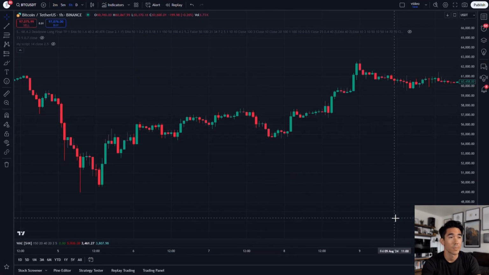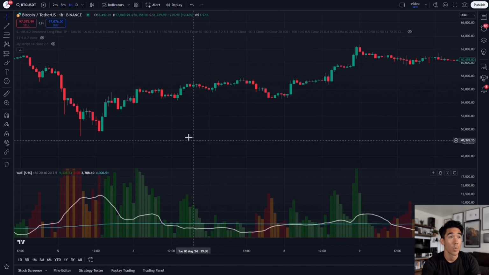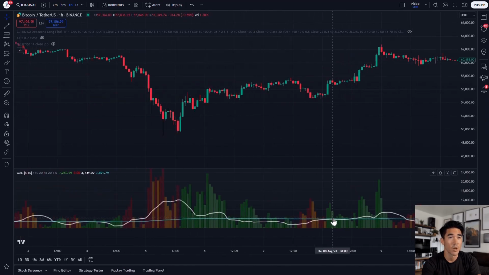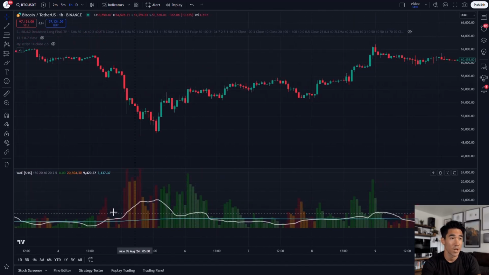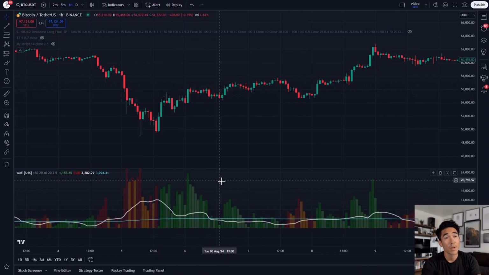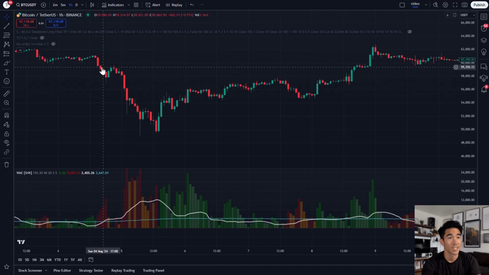Alright, so let's break this down step by step. The Wada Atta Explosion serves as our main signal. It gives us two critical pieces of information, the direction of the trend and the strength of that trend. It's made up of a histogram for up and down momentum, a white explosion line that tracks market activity, and something we call the Deadzone, basically a baseline to filter out weak trends. If the explosion line rises above the Deadzone, it's like the market saying, okay, something's happening here.